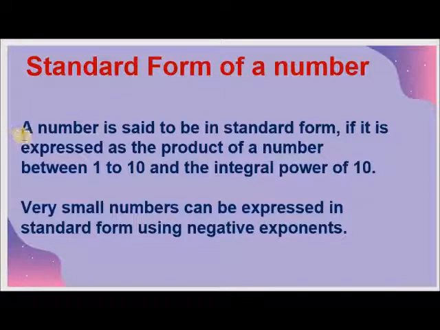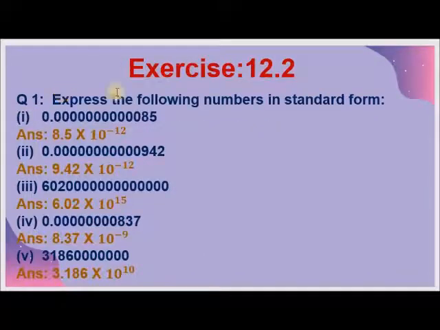A number is said to be in standard form if it is expressed as a product of a number between 1 to 10 and the integral power of 10. Very small numbers can be expressed in standard form using negative exponent. So let's proceed towards our exercise, then it would be more clear.